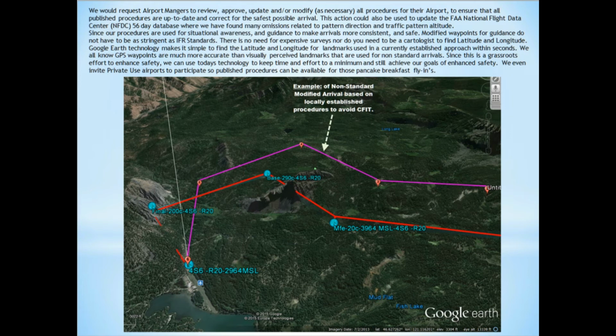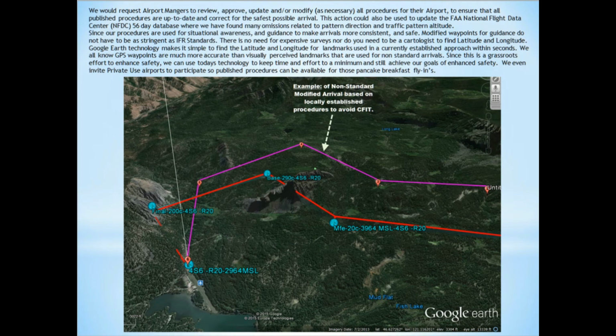This action could also be used to update the FAA National Flight Data Center 56-day database, where we have found many omissions related to pattern direction and traffic pattern altitude. Since our procedures are used for situational awareness and guidance to make arrivals more consistent and safe, modified waypoints for guidance do not have to be as stringent as IFR standards.